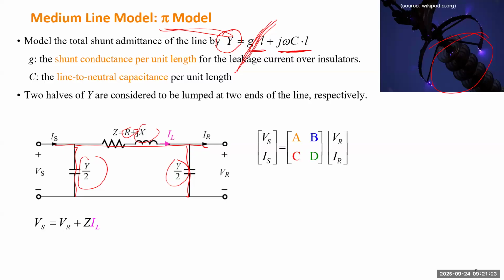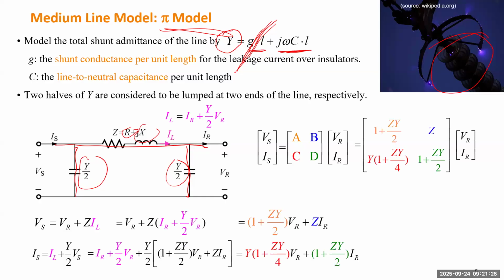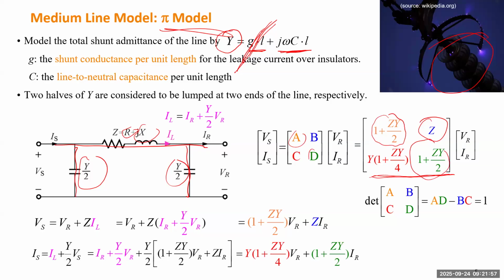And we can derive the transformation, and after some math, finally we prove the transformation will have this form. Z here is just the series impedance, which is equal to the resistance plus j times the inductive reactance of the line. The other three elements are more complex. Usually A is equal to D if this model is symmetric. If this model is not symmetric, A is not necessarily equal to D.